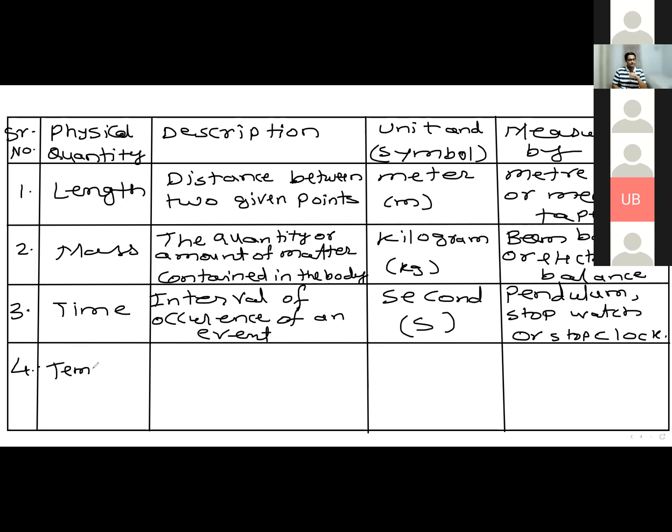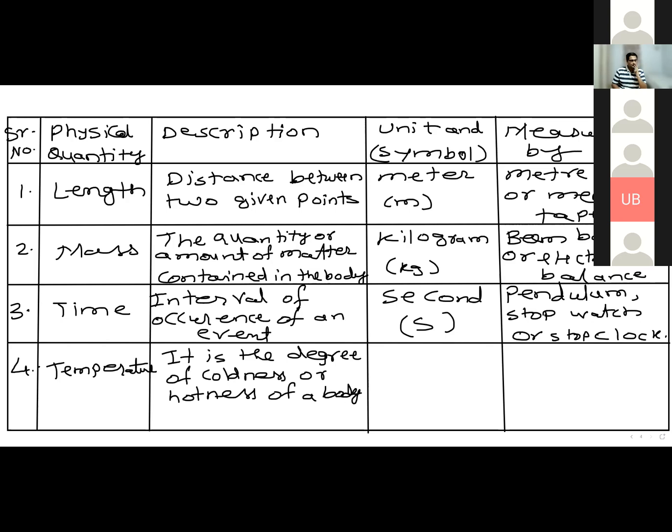Lastly, we have temperature. What is temperature? It is the degree of coldness or hotness of a body. Its SI unit is Kelvin. Not degrees Celsius, not degrees Fahrenheit. SI unit is Kelvin, capital K, Lord Kelvin. We'll talk about this later in this chapter, but later on.